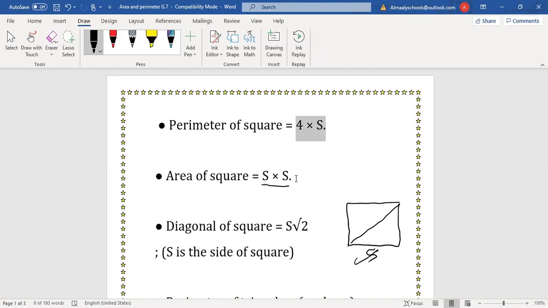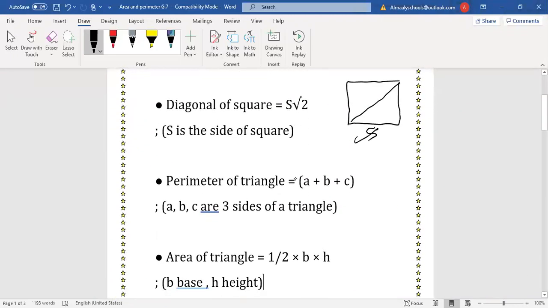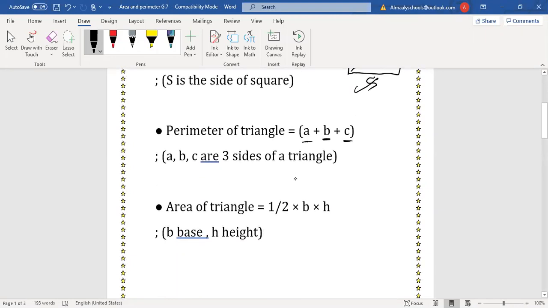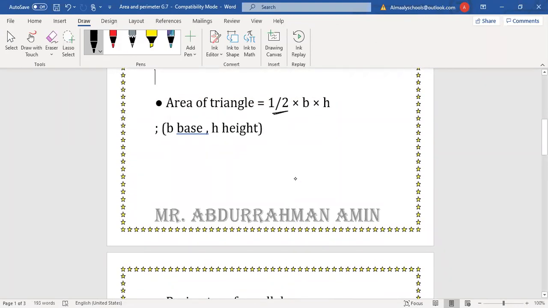For example, if the side length of a square equals 5 centimeters, the length of the diagonal will be 5 multiply root 2, it will be 5 root 2. Then the perimeter of the triangle, if we have 3 sides, the first side is A, the second side is B, and the third side is C, equals A plus B plus C, the sum of its side lengths. And the area of the triangle equals half multiply base multiply height.